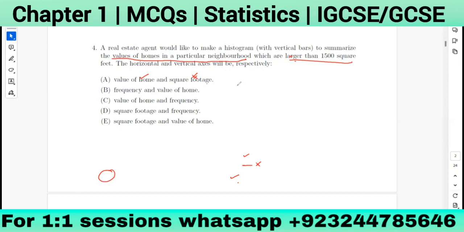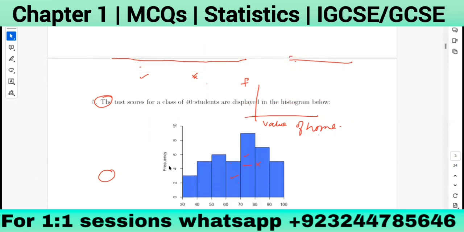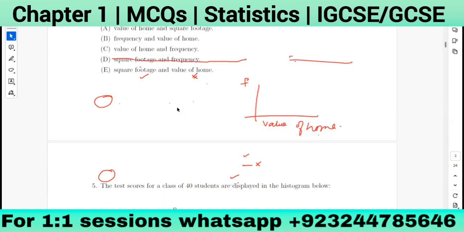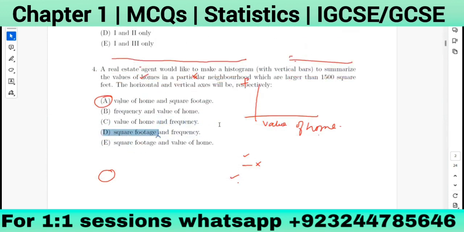The vertical axis always has frequency, and on the horizontal axis we will have the value of homes. So horizontal and vertical axis will be value of homes and frequency. Since they ask about the horizontal axis first and then the vertical, first is value of homes and then frequency. So C is the correct answer.